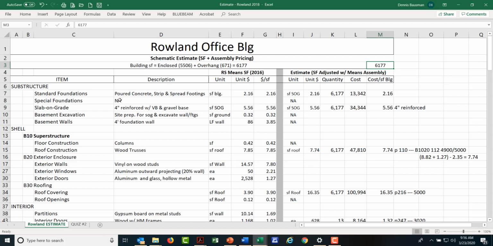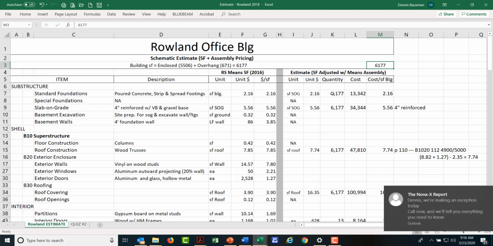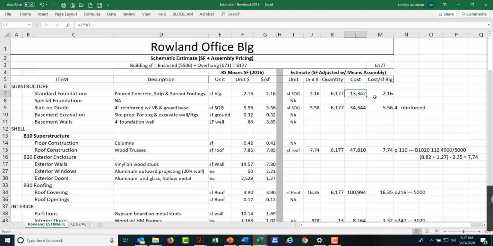So if that's the case, what we're saying here for the foundations on Roland, I say fine. 216, that's 6,171 feet. We got 13,342 feet in foundations. Okay? And the cost per building square foot is 216, same as the slab on grade. We don't have special foundations. So I didn't transfer anything over there.